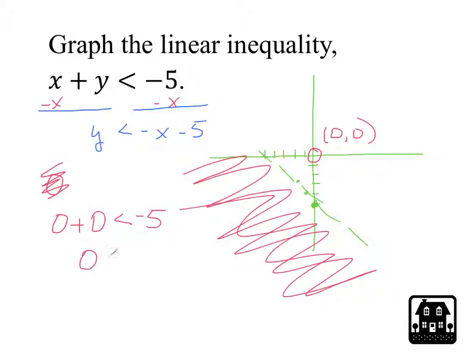So this says 0 is less than -5. Well, that's a false statement. So that means 0, 0 is not a solution to this linear inequality. And since 0, 0 is in the area that is not shaded, then our graph is correct because it's not shading the parts that don't work, it's shading the parts that do work. So that's how you graph a linear inequality.